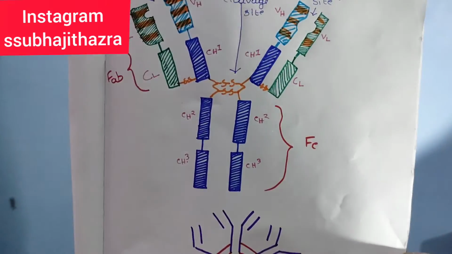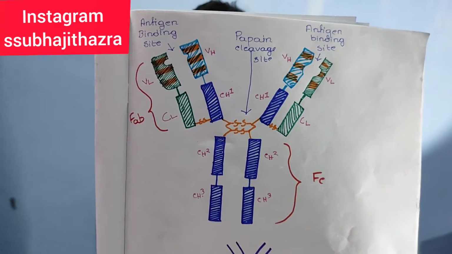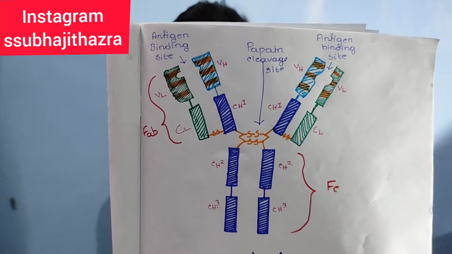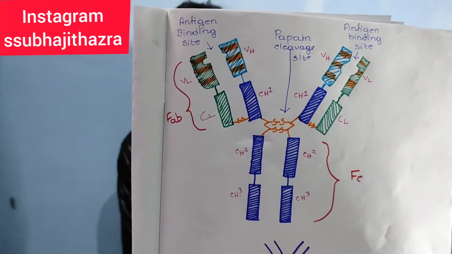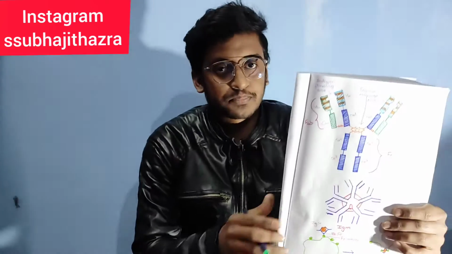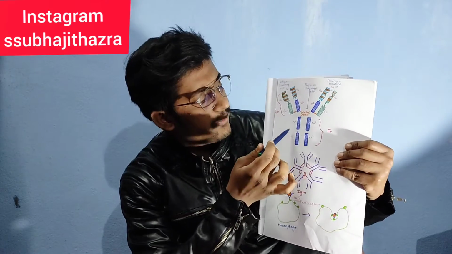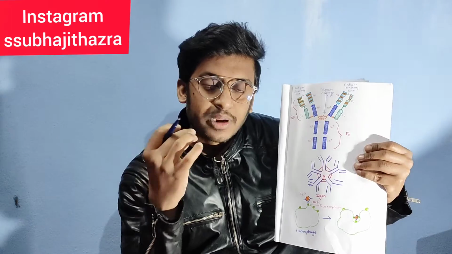So as you can see from this diagram, this is the common or basic structure of antibody. Actually it is the structure of IgG immunoglobulin. There are two portions of that immunoglobulin: one is the Fc portion, another is Fab. The Fc portion crystallizes easily, that is why it is called Fc.